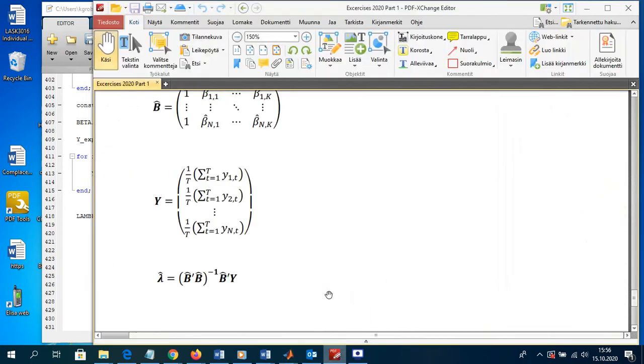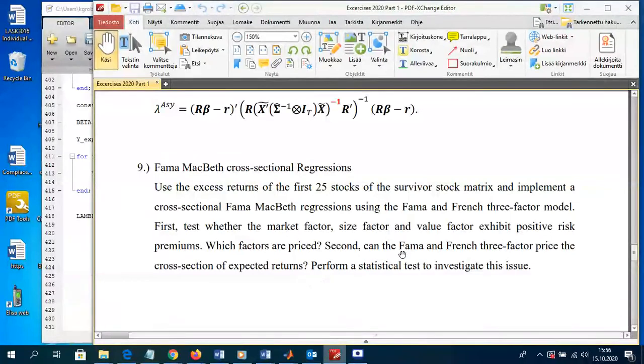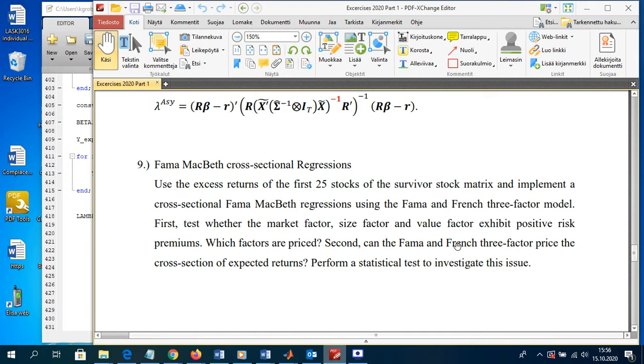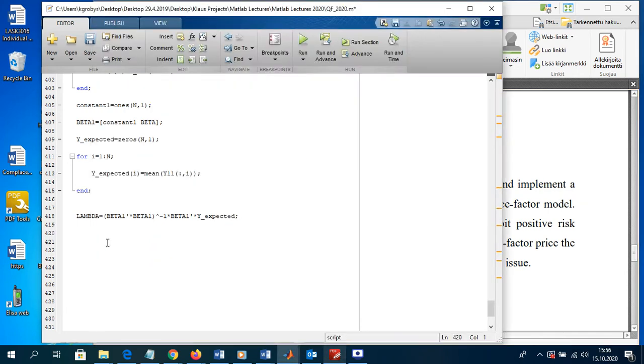Now we have estimated the risk premiums. The risk premiums are positive for the size factor and the market factor. Now the question arises, which factors are priced? We need to compute the t statistics to draw a conclusion about which factor is actually priced, because they could also be statistically not different from 0. So we have to test this. How do we proceed now?